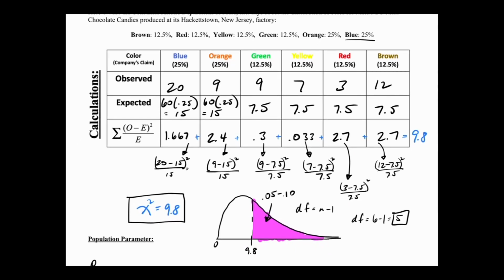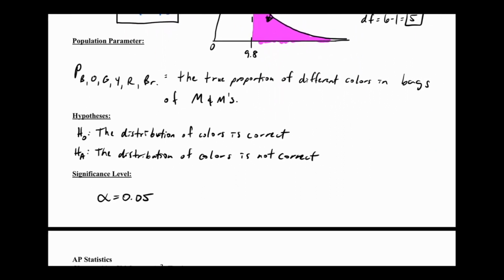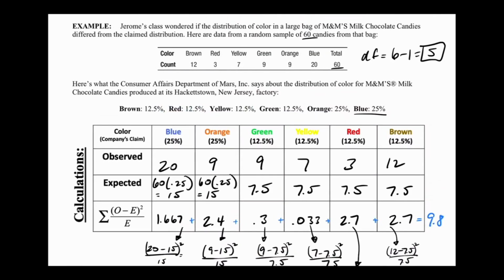So that's as far as we need to go in our calculations. Our population parameter is, we have 1, 2, 3, 4, 5, 6 different categories. So I try to put them all together because they each represent a color, right? Blue, orange, green, yellow, red, brown. And the P is proportion. So the true proportion of different colors in the bags of M&Ms. That's what all those P's represent, right? All of these P's, right? 20 out of 60. These are all P hats.